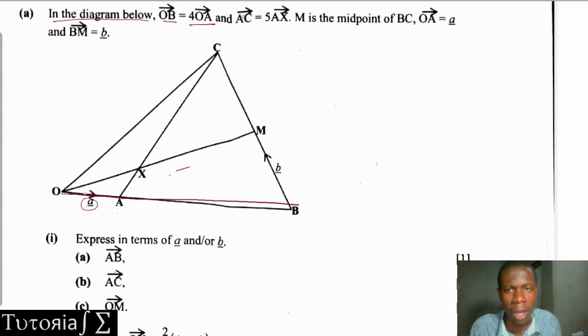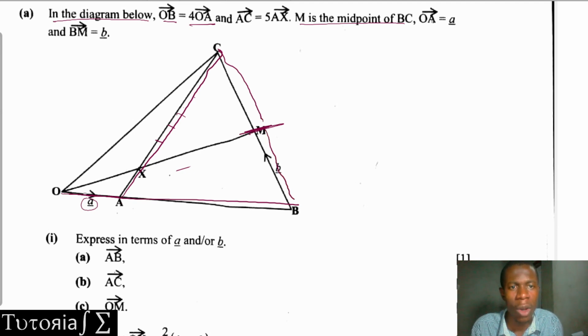Then we have AC, which is this length here, is 5 times AX. So there are 5 x's here. So from here to here, this 1, 2, 3, 4, 5. Okay, and M is the midpoint of BC. So M is the midpoint, meaning that from here to there is the same distance from there to there.